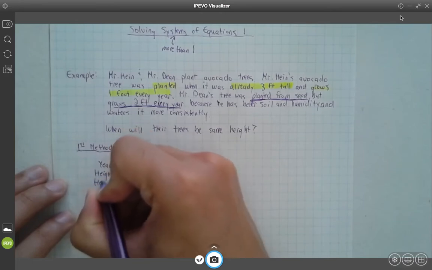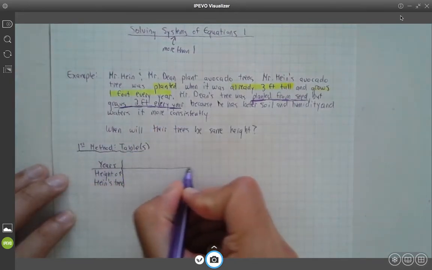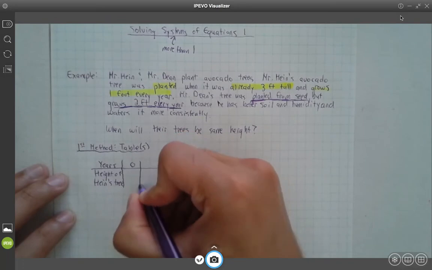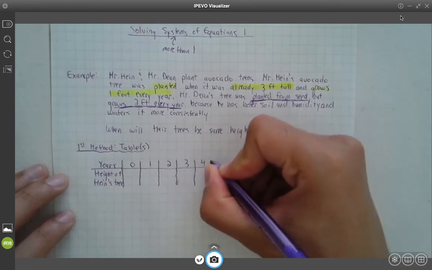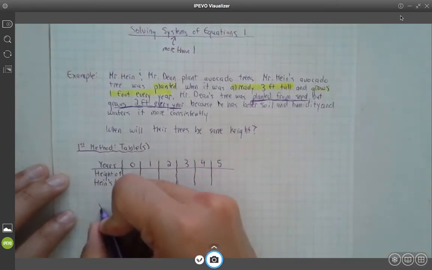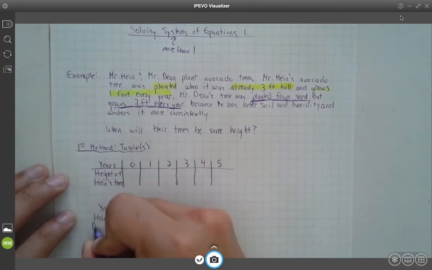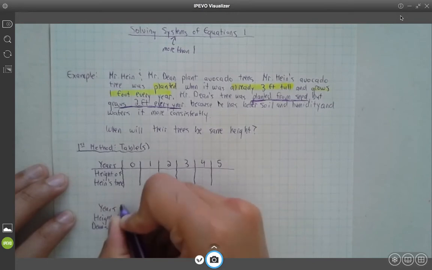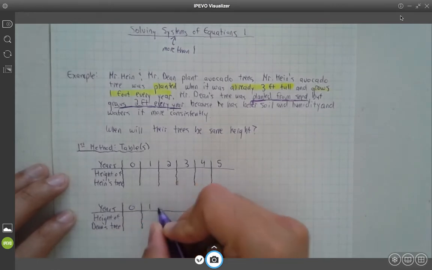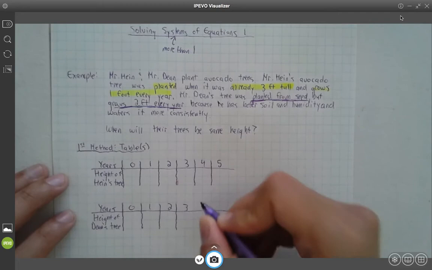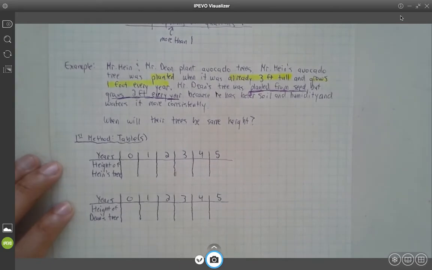of Hein's tree. Okay, so this is what this table will look like. And we'll go from 0 up to 5. No particular reason why, I'm just doing those numbers and hopefully something will happen. And down below, we'll do years and the height of Dean's tree, which we can just match to the table above and go 0 to 5.